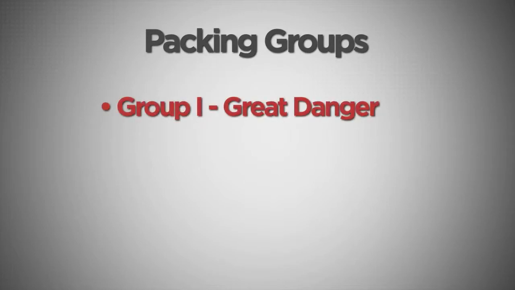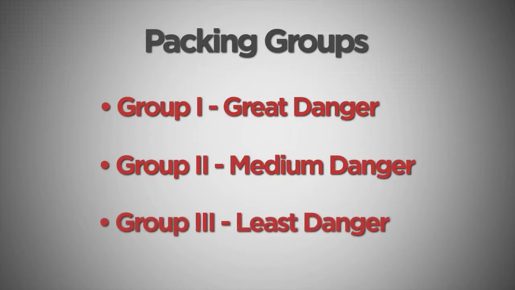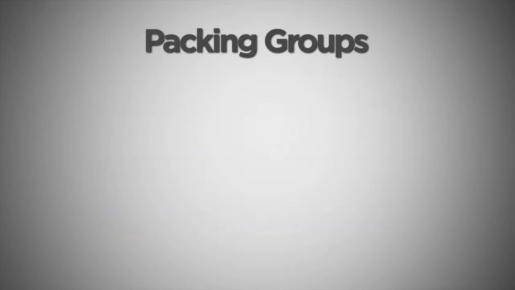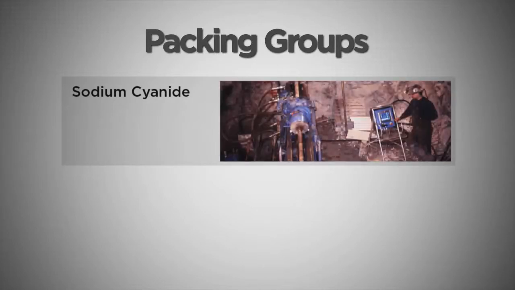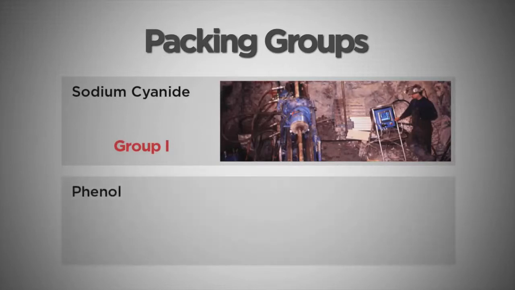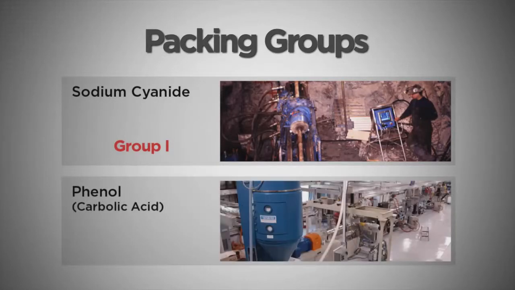DOT classifies poisons into 3 packing groups: Group 1, which poses great danger, Group 2, which poses medium danger, and Group 3, which poses the least danger. For example, sodium cyanide, used to extract precious metals during mining activities, is a packing Group 1 material, and phenol, also known as carbolic acid, commonly used in the production of plastics, ranges from a packing Group 2 to 3 material.